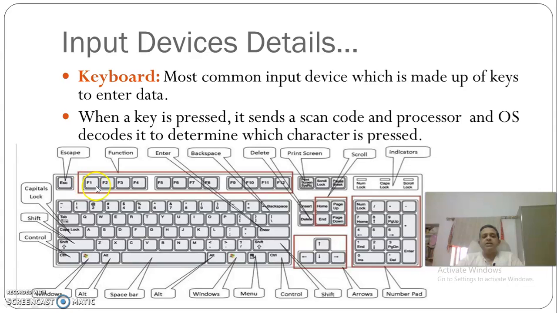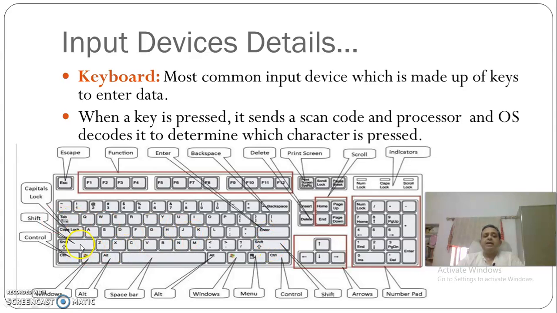You have some special keys like the function keys, F1, F2 till F12. Their function depends on the program or application that you are using. They have different functions with different programs, but some are common, like F1 is usually for starting the help feature. There is an escape key. Some special keys are there like spacebar, alt key, control, shift, enter key, tab key.